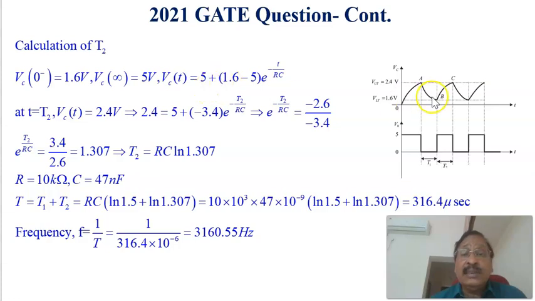And Vc at infinity means this is going up to the saturation voltage. This would have gone up to the saturation voltage, that is, Vc will go up to the saturation voltage Vsat.